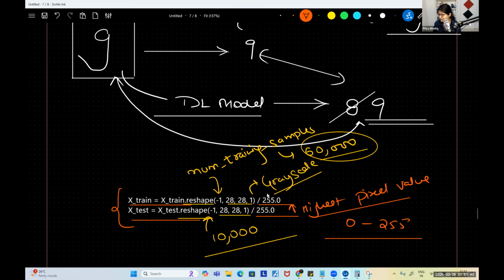If you don't know how much is the count, you can mention -1. By default, your model will be able to understand. This is the interpretation of your model. -1 indicates you will do the count of training samples and take all of them. That's the whole idea.